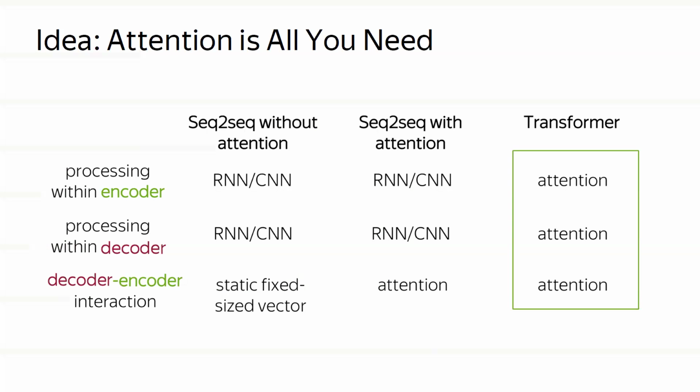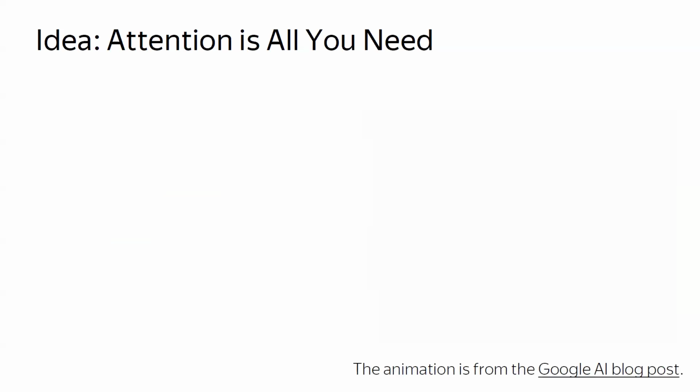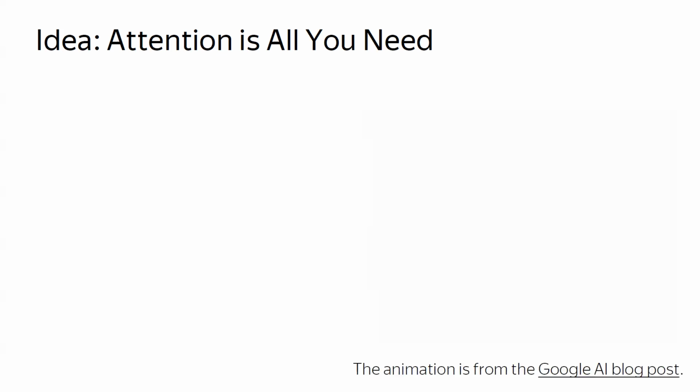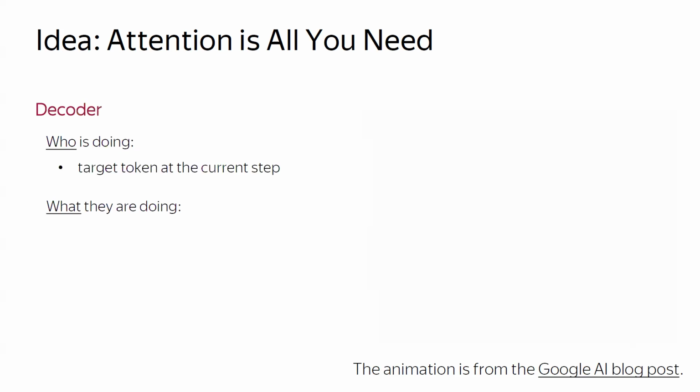So in 2017, I think, the paper which is still one of the most cited papers was written, "Attention Is All You Need." In this paper, they proposed to use attention not only between decoder and encoder, but also inside decoder and inside encoder. And it's called self-attention. So let's look at the model.